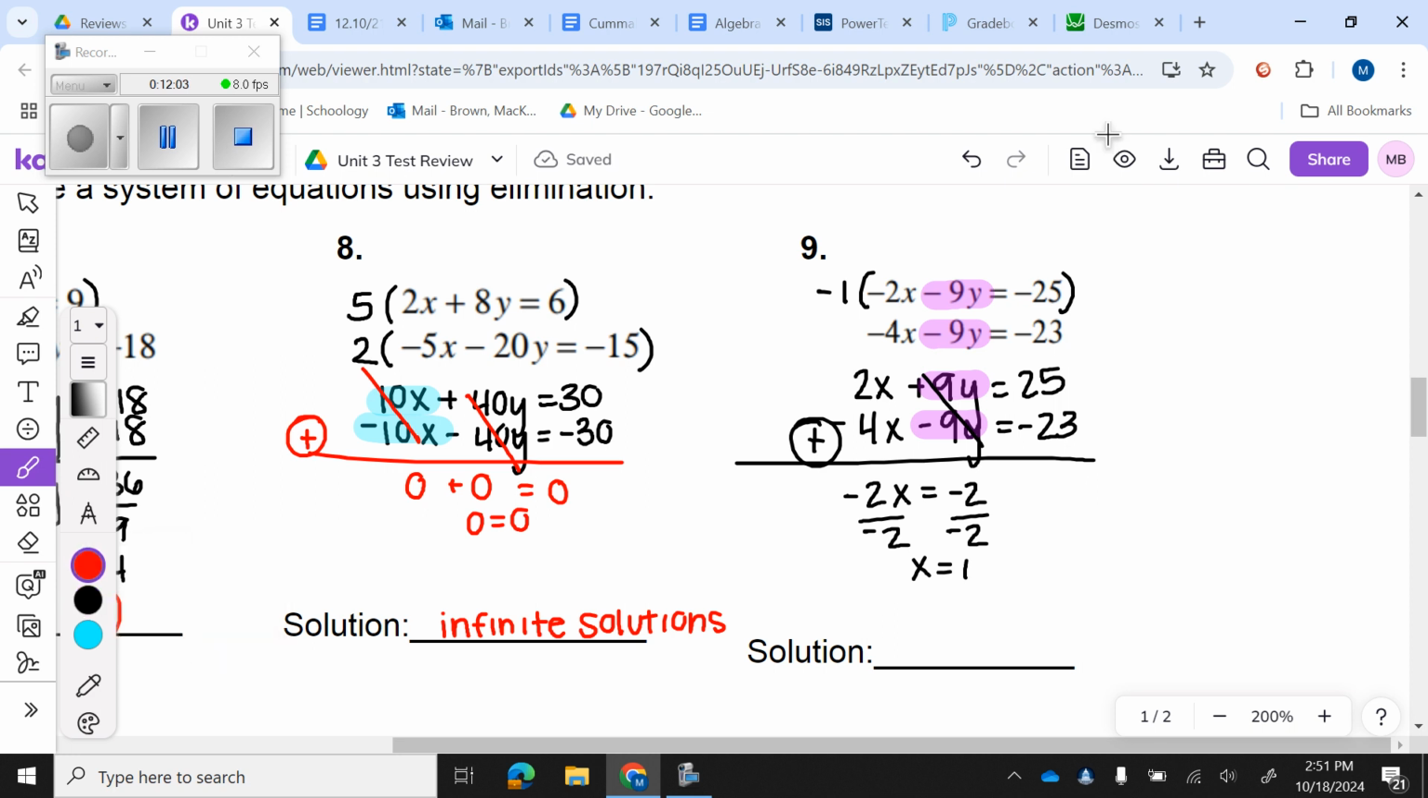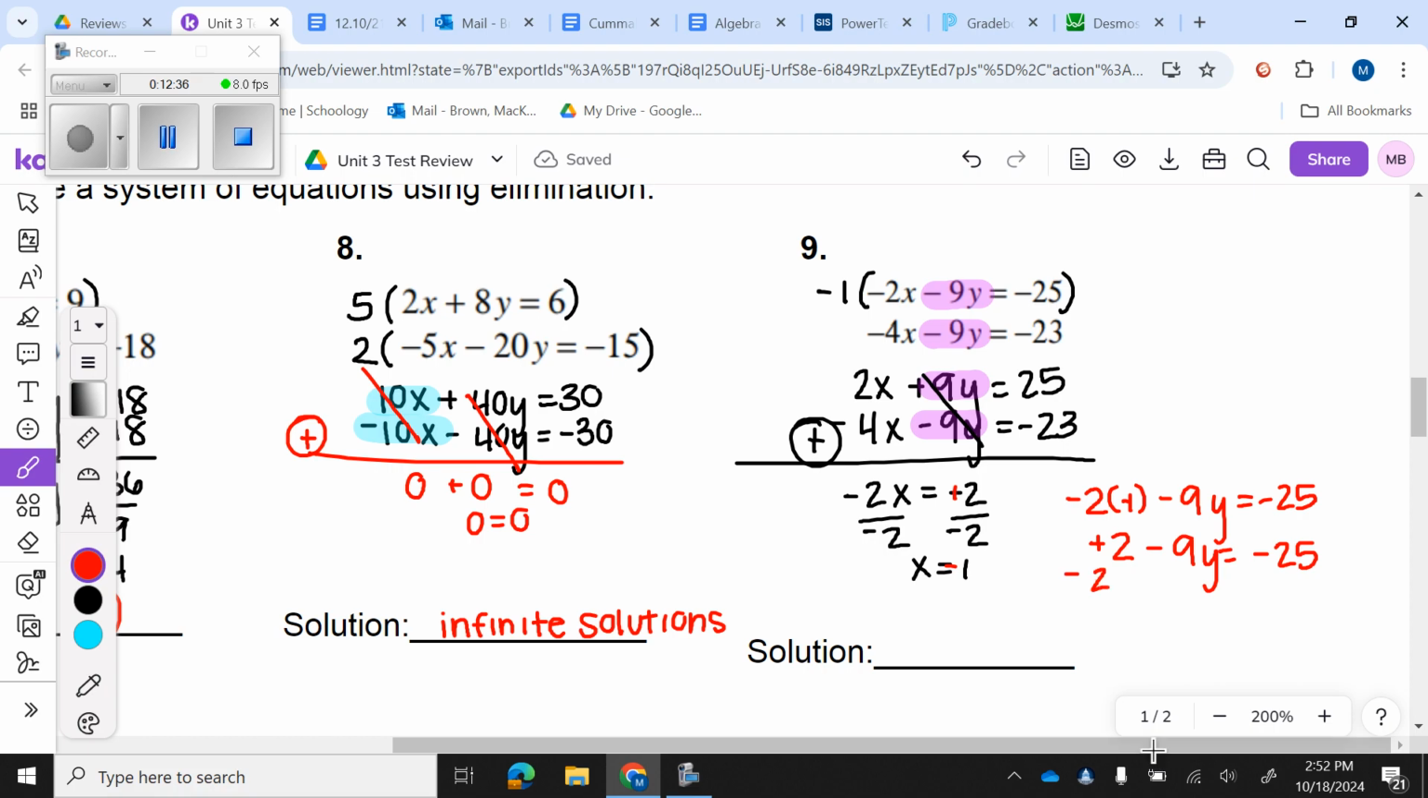Okay? You also have to find your y. So I'm going to go back to my top equation. I'm going to rewrite it, but instead of an x, I'm going to use a 1. And I'm going to have to come in here and actually solve this problem. So I'm going to have negative 2 minus 9y equals negative 25. Oh, y'all, sorry. This 2 should have been a positive, which would have made that negative. That was my fault. So that's going to be negative, and that's going to be positive.